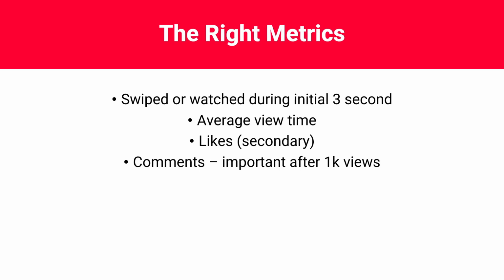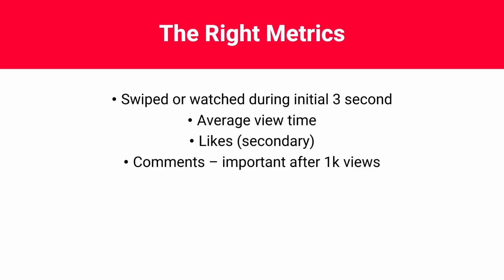So what are the right metrics or the right parameters? We have several that the algorithm places importance on. So swiped or watched during the initial 3 seconds. You can find that in the analytics. That basically means for the first 3 seconds, how big of a percentage of people watched your video for at least 3 seconds, and how big of a percentage just swiped onto the next video.